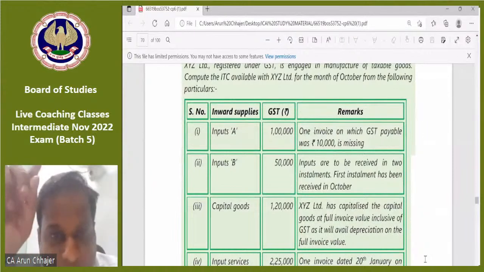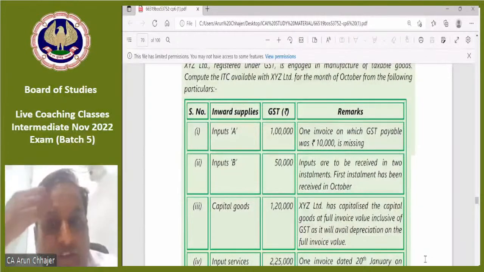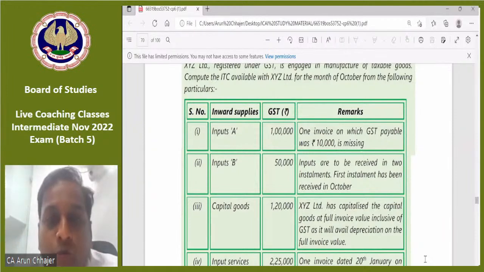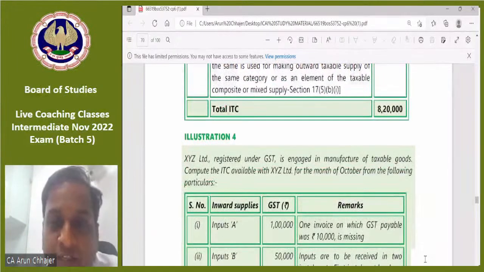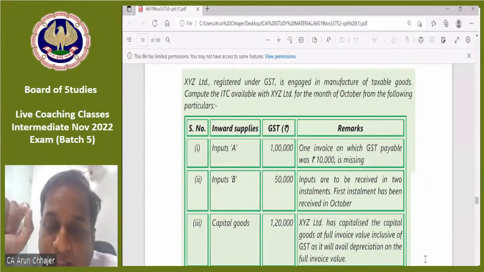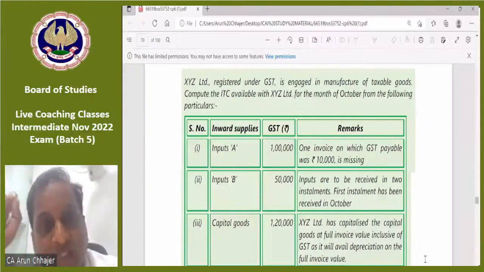Input B, 50,000. Inputs are to be received in 2 installments. First has to be received in October. In which month are we calculating? For the month of October we are calculating. So they are saying there will be 2 installments in total, but one installment will be received in October.